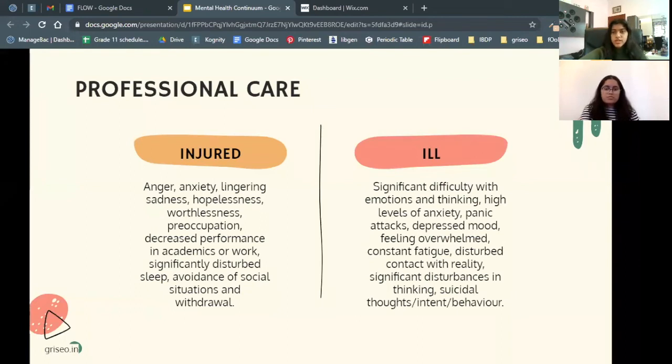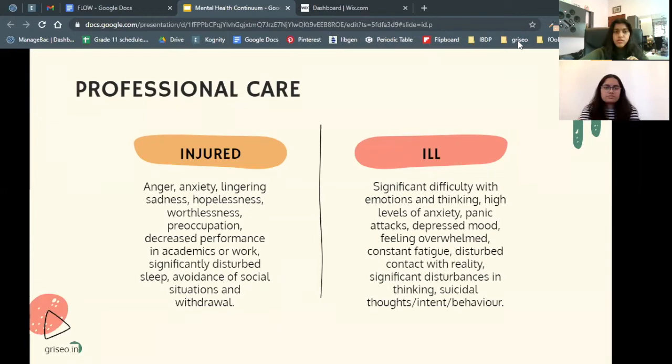So the last stage is the ill or clinical disorder stage, with severe functional impairment. This is possibly the worst mental state you could be in. There are almost no positive emotions felt. There's constant tiredness and anxiety. You start to feel disconnected from reality, and you tend to isolate yourself, so you don't socialize with people.